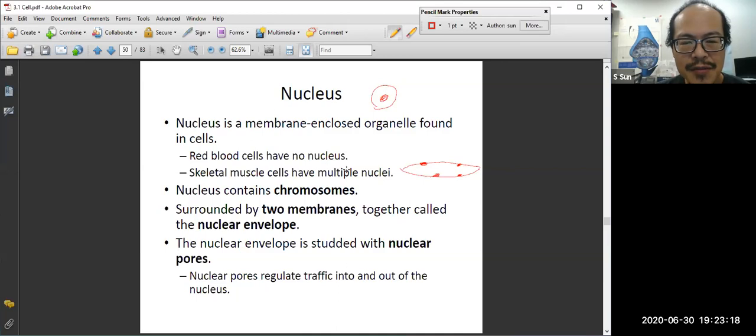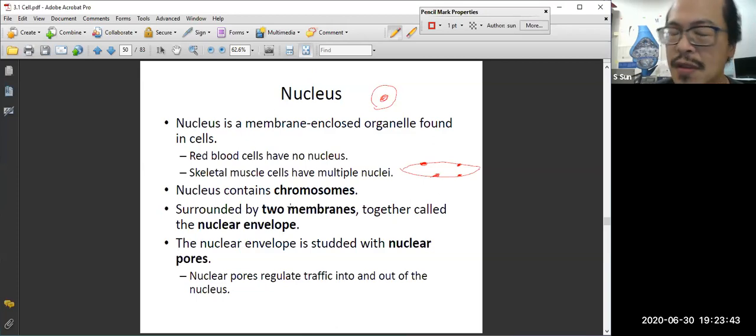So nucleus, not all cells have one. Let's start by talking about the nucleus. Red blood cells don't have a nucleus. Typically, a cell has one nucleus. Skeletal muscle cells have multiple nuclei, and the plural of nucleus is nuclei. The function of the nucleus is to contain the genetic information.